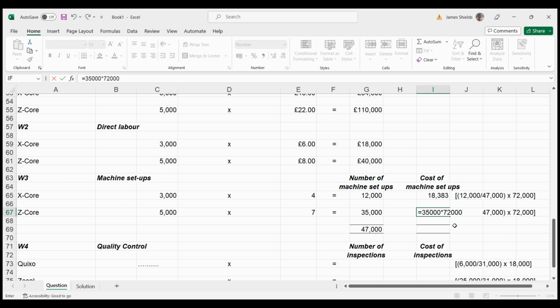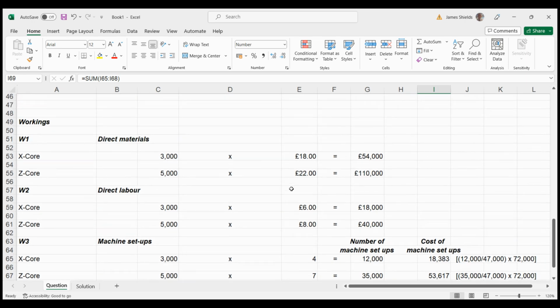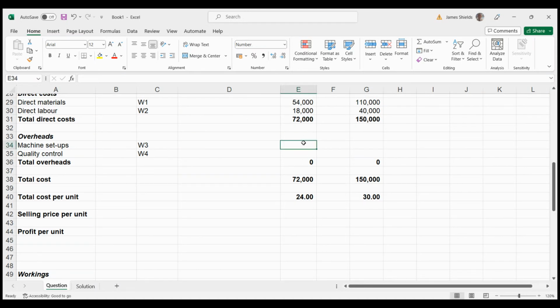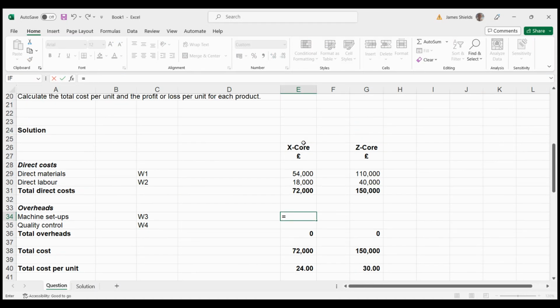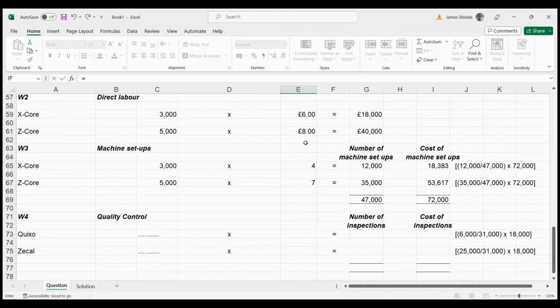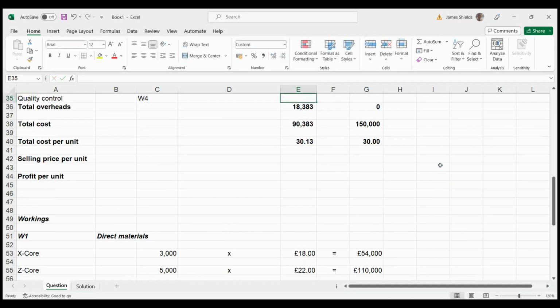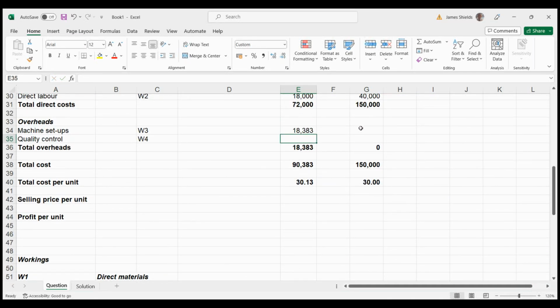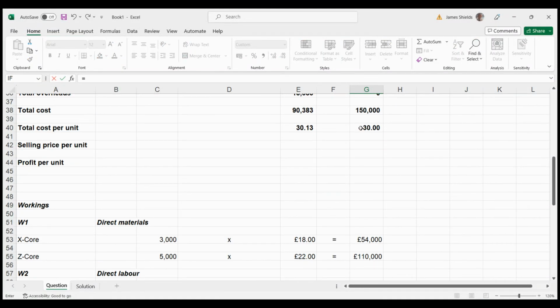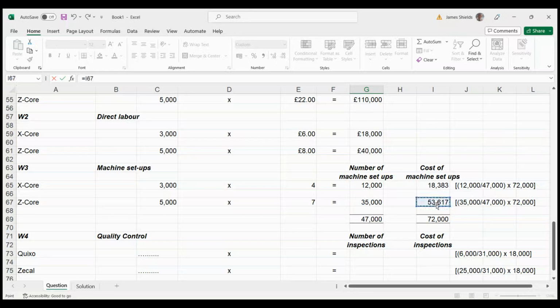And for the other one, it's going to be 35,000 times 72,000 divided by 47,000. That comes to 53,617. So I total them both together now. We've got our £72,000. So machine setups then, we can now put those figures in. So for X core machine setups, that's our X core column, we just worked out were 18,383. And for Z core, we just worked out were 53,617.